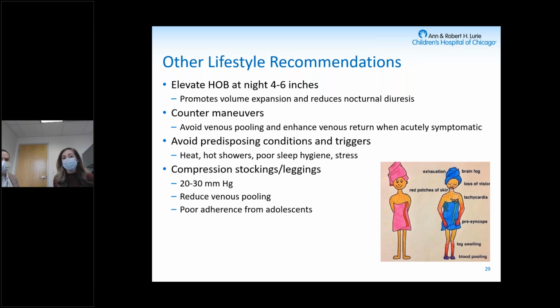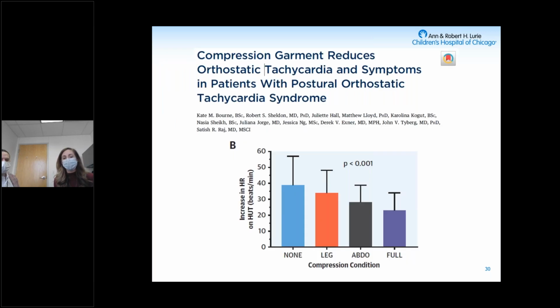We also recommend compression stockings or leggings. In terms of leggings, we usually recommend stockings. We usually recommend 20 to 30 millimeters of compression. It does help reduce venous pooling, although we found that often we have poor adherence from teenagers. And this is a quick study that looked at compression in the POTS population. They did find that abdominal and lower body compression did reduce heart rate and improve symptoms during a head-up tilt table in adult patients with POTS. The literature is not there in the pediatric population, but we do try to recommend compression when appropriate.